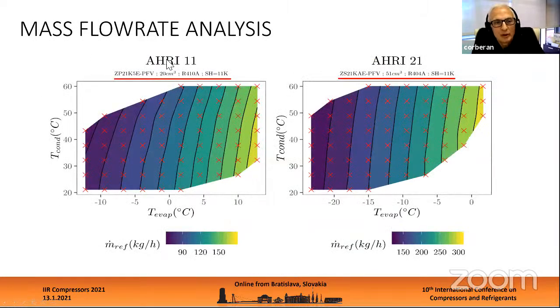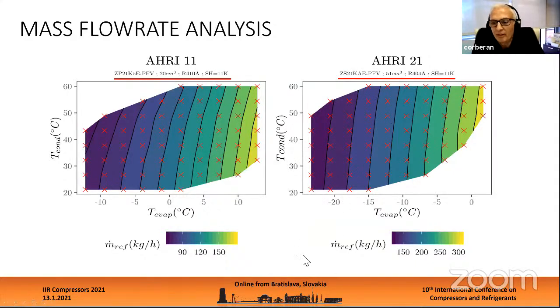Instead, if we plot the mass flow rate for these two sets, you can see that the characterization of the envelope of the compressor is really fine. So we have a lot of points. Here you have the 11 and the 21 report, and you see the classical representation based on condensation and evaporation temperature. You can see that it is quite flat behavior. These are the isolines in these graphs.